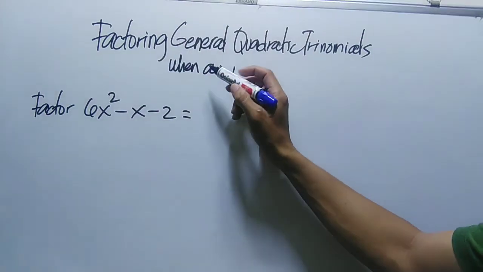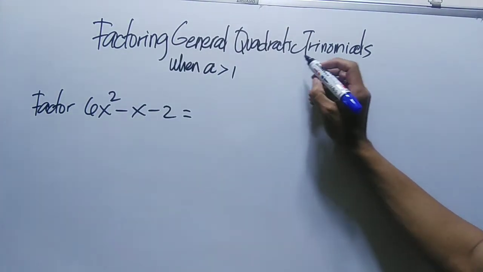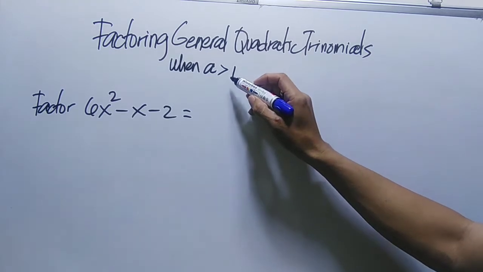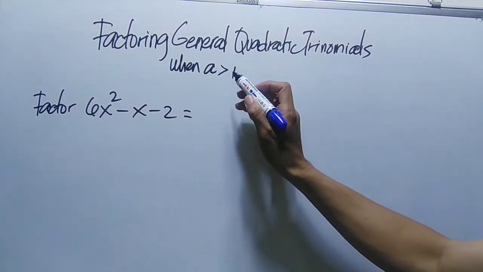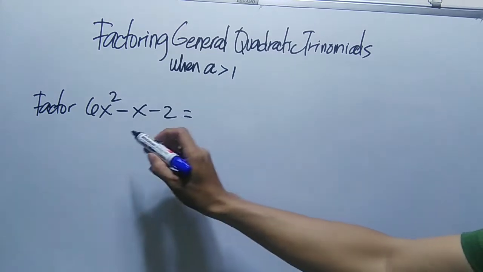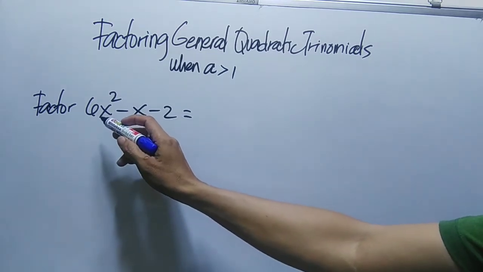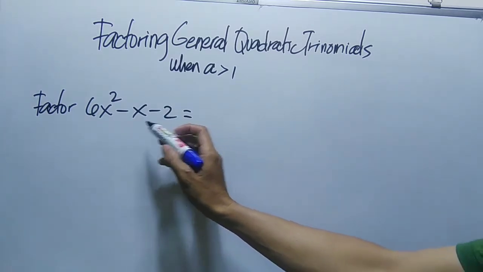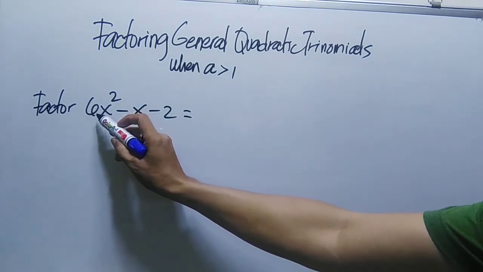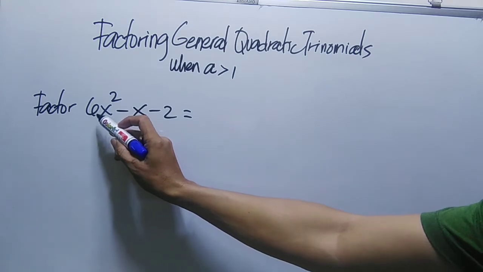Okay, so this is our topic, factoring general quadratic trinomials when a is greater than 1. Dapat yung a natin is more than 1 or greater than 1. So we have to factor 6x squared minus x minus 2. Take note, si a natin is 6. Ibig sabihin, this is greater than 1.